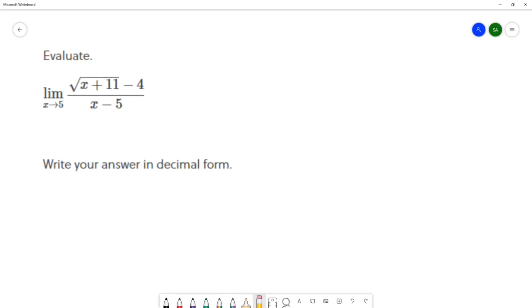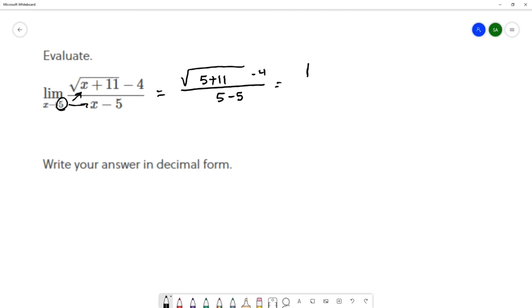So on this question, we want to evaluate this limit. We have the limit as x approaches 5 of (square root of x plus 11 minus 4) over (x minus 5). Our first strategy for finding limits is direct substitution. So I'm going to substitute this 5 in for the x's, and that will give me square root of 5 plus 11 minus 4 over 5 minus 5.